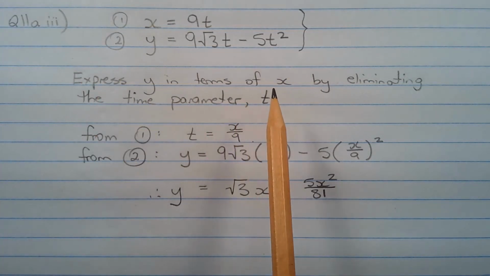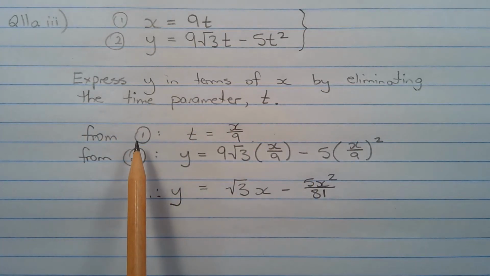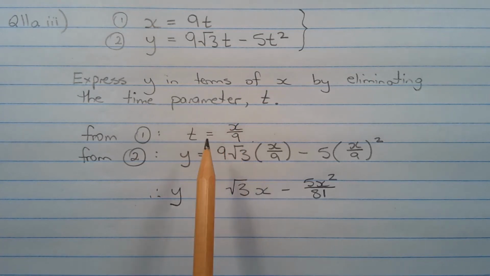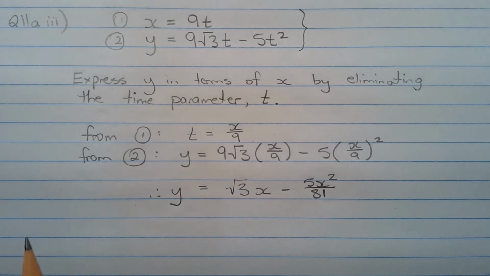Express y in terms of x by eliminating the time parameter t. From equation number 1, t is equal to x over 9. And we get that by dividing both sides of equation number 1 by 9. From equation number 2, we're going to substitute x over 9 for t in both of these terms. So y is equal to 9 root 3 times x over 9 minus 5 times x over 9 squared. Expanding the brackets, we have y is equal to root 3 times x minus 5x squared over 81, which is the Cartesian equation of the trajectory.